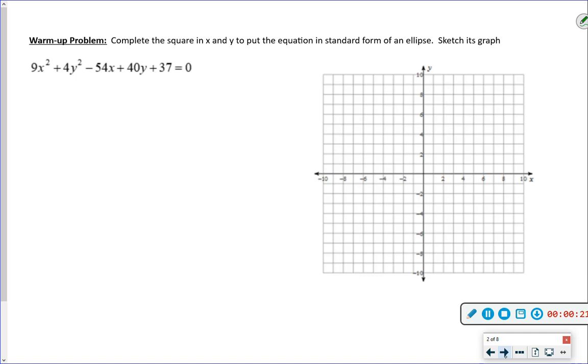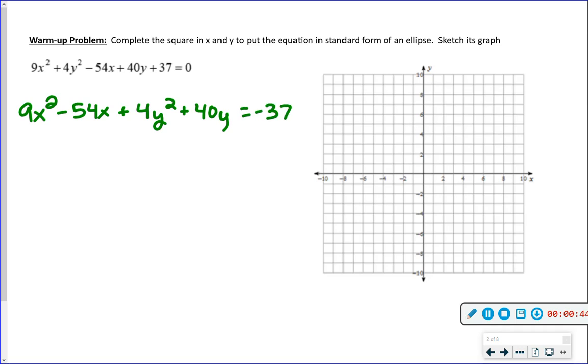Now, you have to keep all of these different equations, all the standard forms, in your head. Ellipse, of course, has to be equal to 1. X's need to be first, so I'm going to put my minus 54x with it. Then I'm going to put my y terms, my 4y squared, my 40y. And I'm just going to get 37 out of the way and subtract it over.